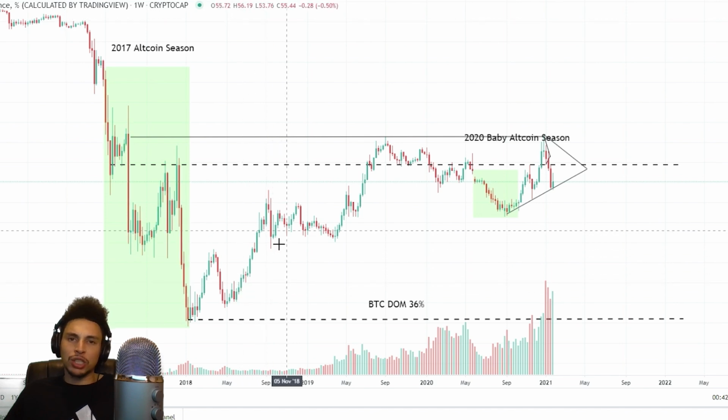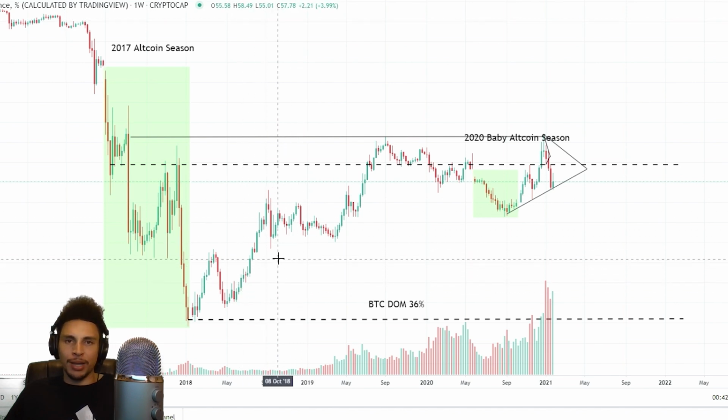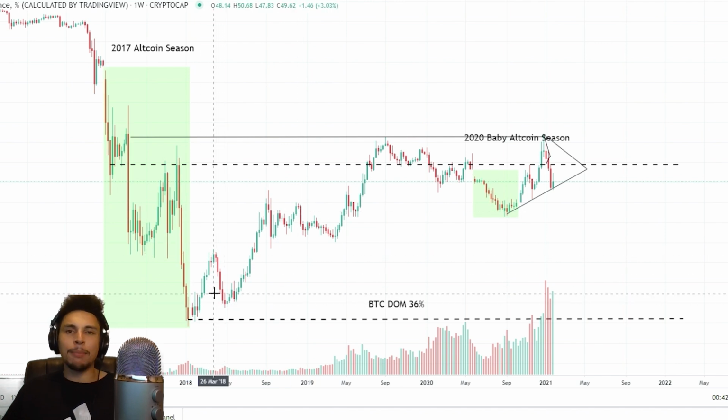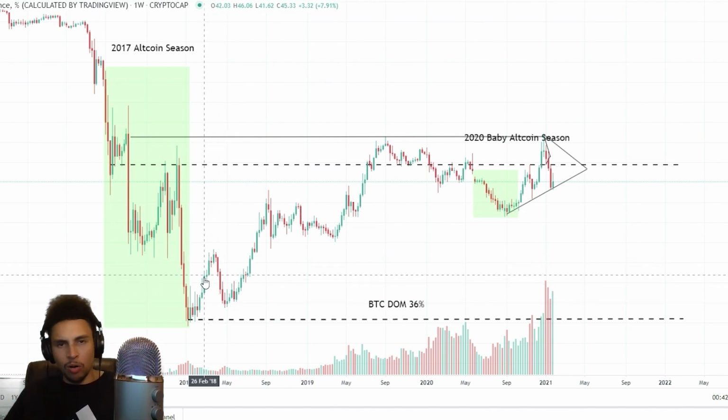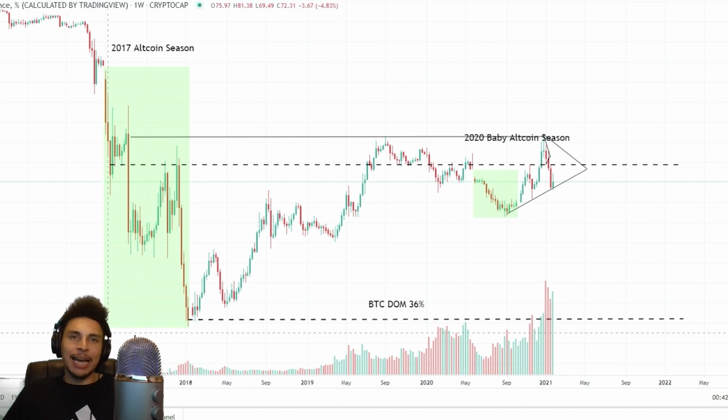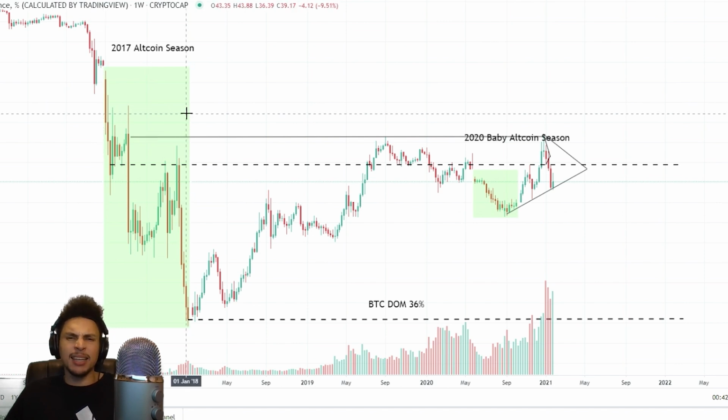When you see green candles forming on this chart, that means money's flowing into Bitcoin. When you see red candles on this chart, that means money's flowing out of Bitcoin and into altcoins. Green rectangles identify times when altcoins gain purchasing power against Bitcoin. And the most notable one was between April of 2017 to January of 2018, aka altcoin season. I get all sentimental just thinking about it.